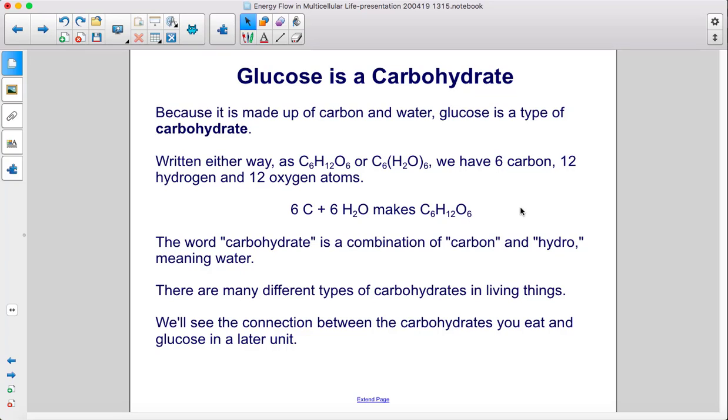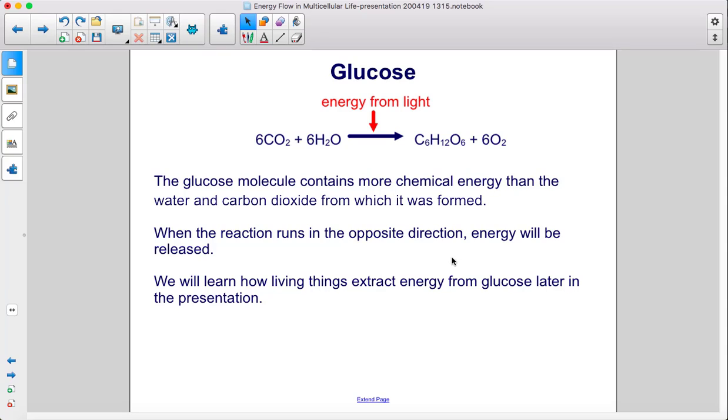There are many different types of carbohydrates in living things. We'll see the connection between the carbohydrates you eat and glucose in a later unit. The glucose molecule contains more chemical energy than the water and carbon dioxide from which it was formed. When the reaction runs in the opposite direction, energy will be released. We will learn how living things extract energy from glucose later in the presentation.